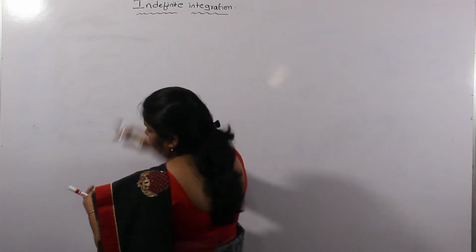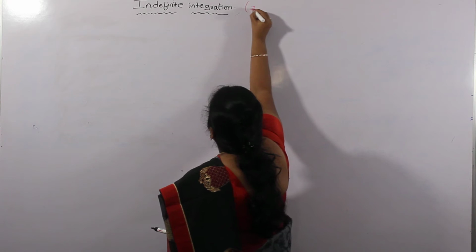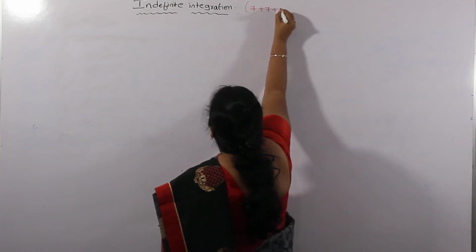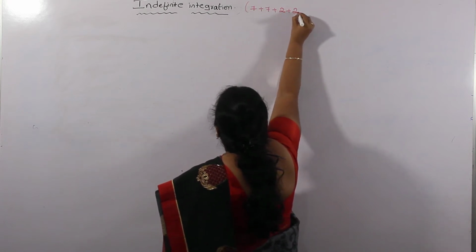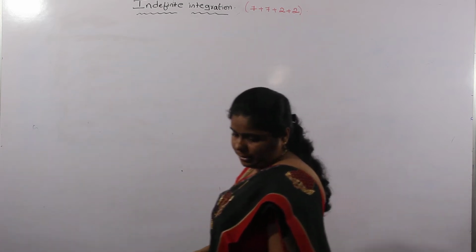Already I am giving the weightage, that is 7 plus 7 plus 2 plus 2. Totally 2 LHS and 2 SHS.